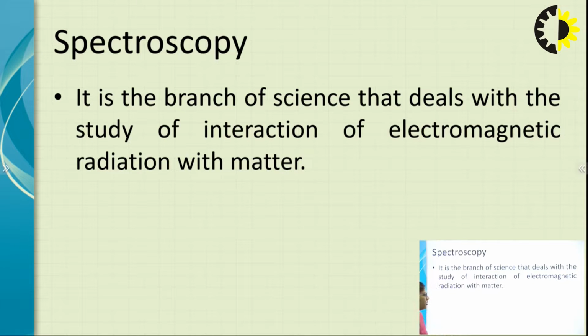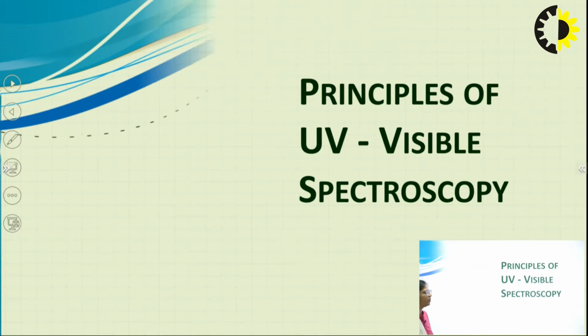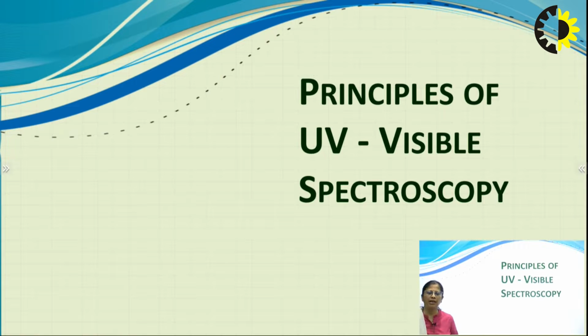Now, coming to the topic, which is UV visible spectroscopy. What is the principle behind the UV visible spectroscopy? UV visible spectroscopy deals with the transitions in the range of 200 to 800 nanometers. This is the range where the light is absorbed by the matter and different transitions are seen.